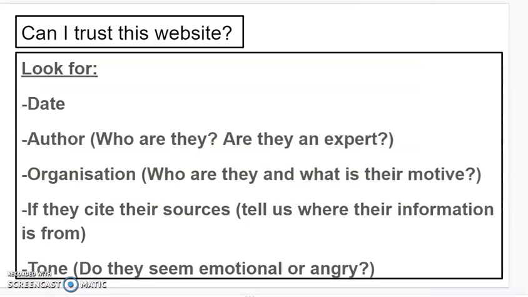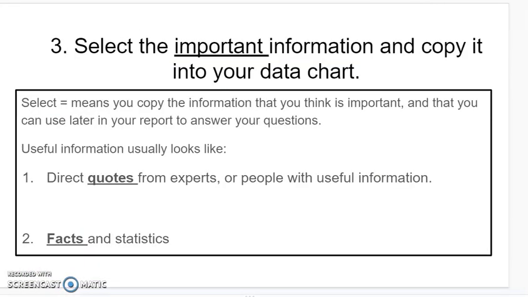So once you've established the reliability of a source, you need to select the important information and copy it into your data chart. So this means you are going to take the bits of info from that page that you think answer your question, and you're going to put them in your data chart. This is so you can use it later. Quotes are great things to capture, like actual quotes of what people say, and so are facts and statistics.